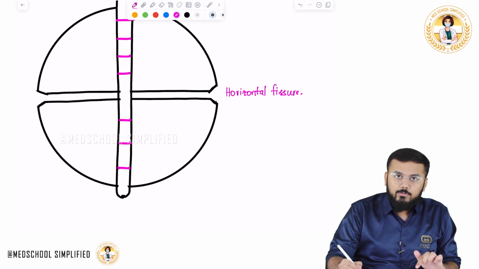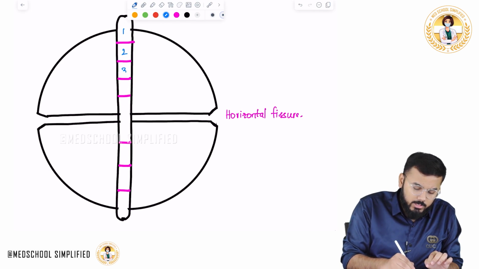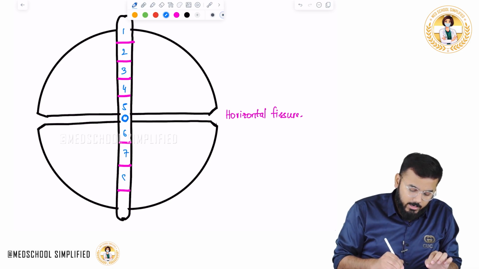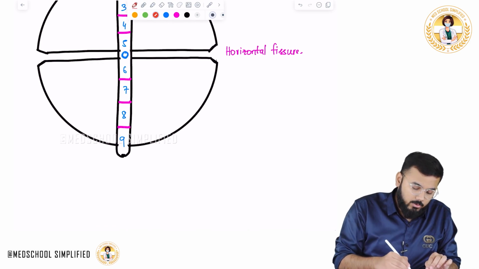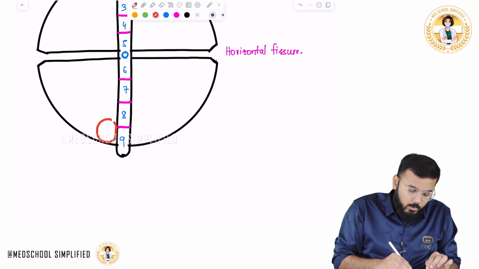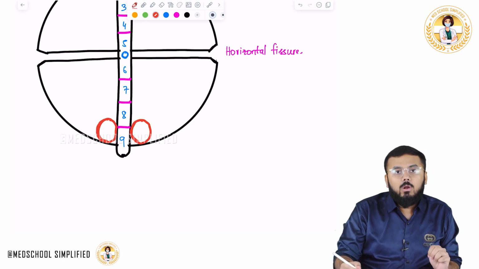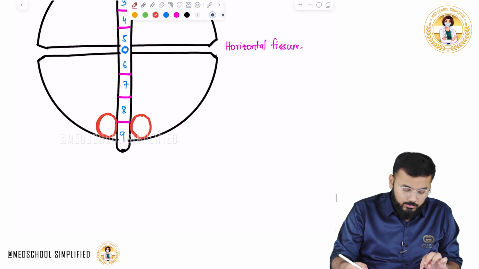So how many lobules do we have? Nine lobules. Let me name them: 1, 2, 3, 4, 5, 6, 7, 8 as well as 9. Okay. And the next important thing you need to know is that here we have two rounded structures, and these two rounded structures are called your tonsils. How many tonsils do you have? Two cerebellar tonsils.